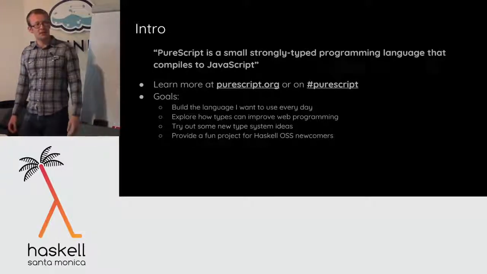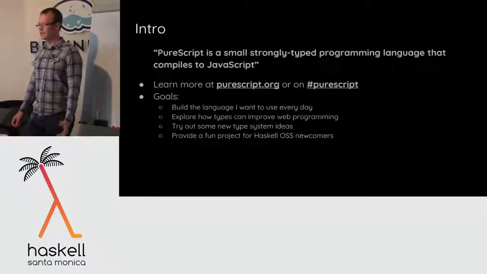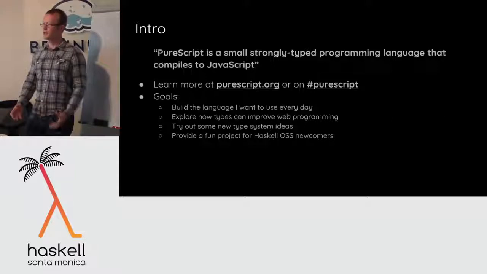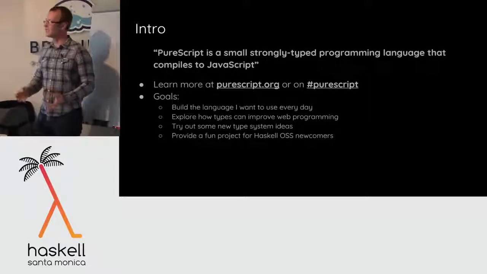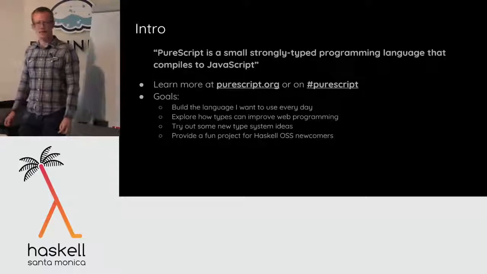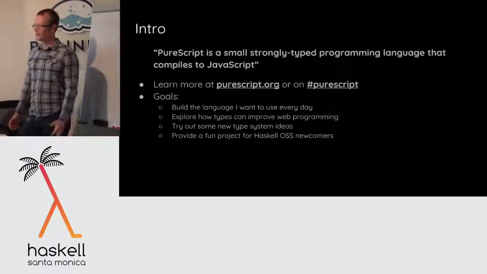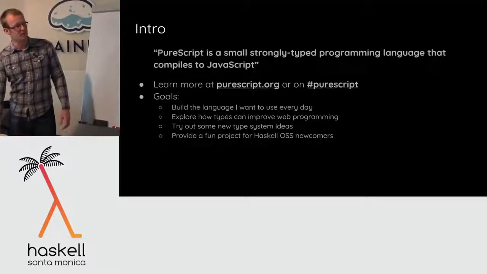To explore how types can improve web programming was one of the goals, to try out some new type system ideas. One of the stated goals of GHC is that it should be a playground for new type system ideas, that researchers should be able to take their new idea for a lazy compiled strongly typed functional language and just add it to GHC and see how it works. So I wanted a similar sort of thing for PureScript, where if you knew how to build a Haskell project, you could just try something out and make progress with ideas really quickly.